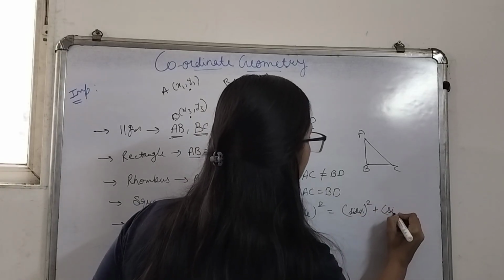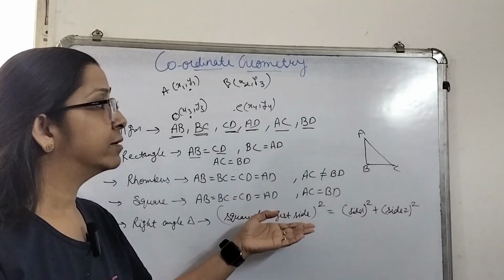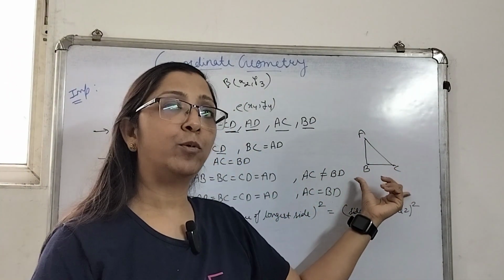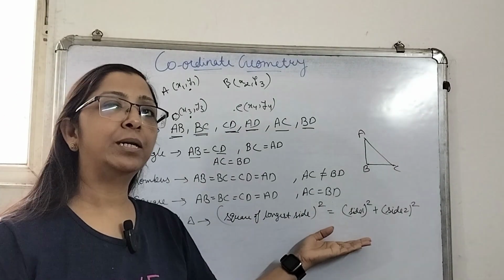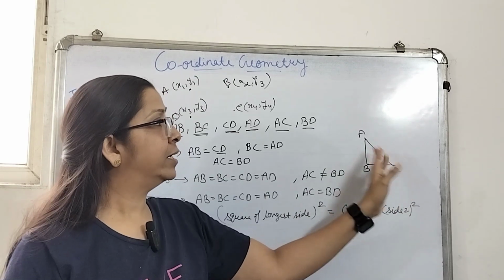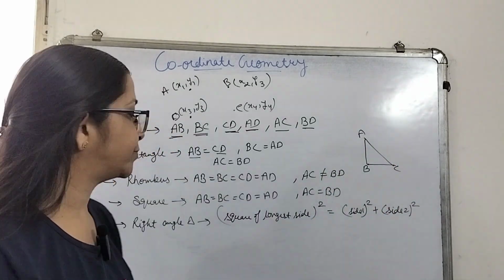Sum of squares of the rest 2 sides. If we prove this condition, then we will say that the figure formed by joining these 3 points will be a right angle triangle. That means we will be proving simply Pythagoras theorem, that the length square of the longest side is equivalent to the sum of the squares of the rest 2 sides.